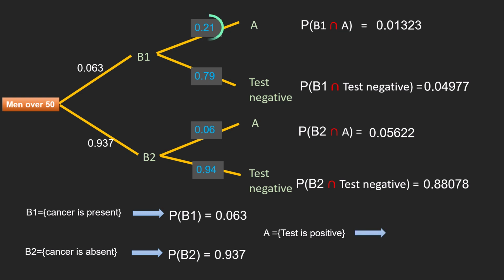Now we can write the conditional probability. What is this? That is the probability of A given B1. Next, go to the 0.06. That is the probability of A given B2.